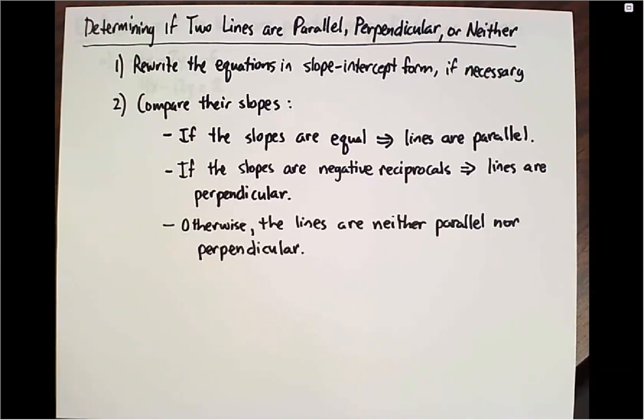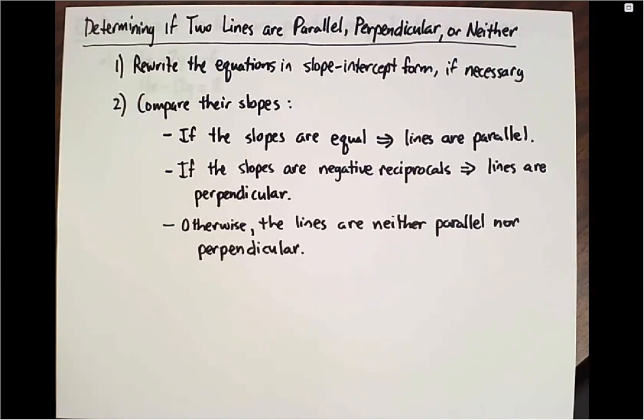And so what we're gonna do is rewrite these equations in slope-intercept form. Why slope-intercept form? Because that's the easiest way to find the slope, right? Y equals mx plus b, the slope is the number in front of the x. If it's already in slope-intercept form, you don't have to rewrite it. Some of them may already be given in slope-intercept form. But once you have them both in slope-intercept form, then you just look at the slopes of those two lines.